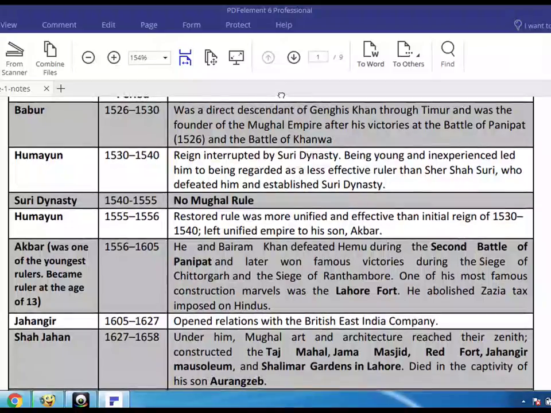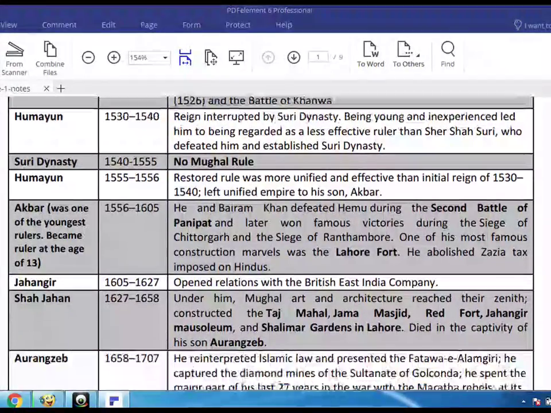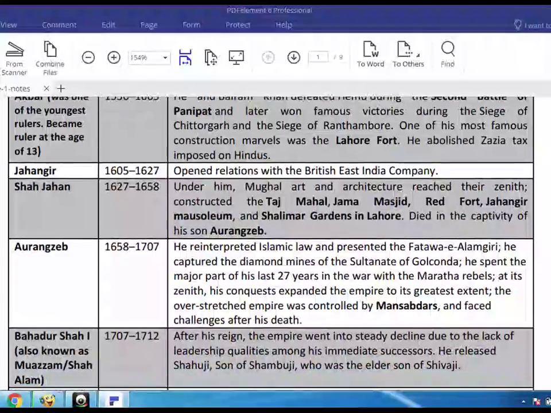Jahangir, 1605 to 1627. Open relations with the British East India Company. Shah Jahan, 1627 to 1658. Under him, Mughal art and architecture reached their zenith. Constructed the Taj Mahal, Jama Masjid, Red Fort, Jahangir Mausoleum, and Shalimar Gardens in Lahore. Died in the captivity of his son Aurangzeb.